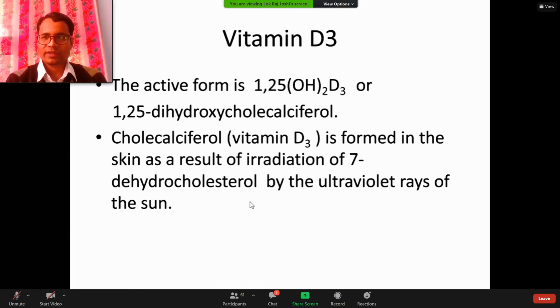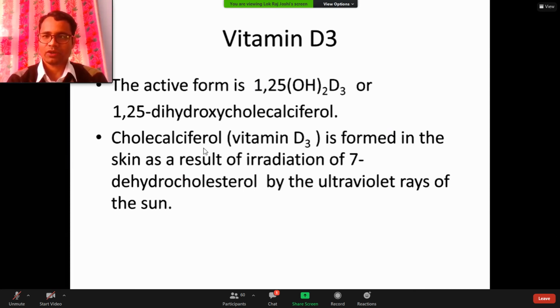Now to talk about vitamin D3. Vitamin D is a group of steroid substances, and D3 is mainly physiologically important, more common we can say. And even for vitamin D3, not all forms are active. The final active form is 1,25-dihydroxy D3. Dihydroxy means there are two hydroxyl groups. There is a two-step hydroxylation: one at position 1 and another at position 25.